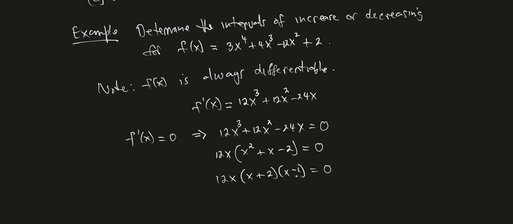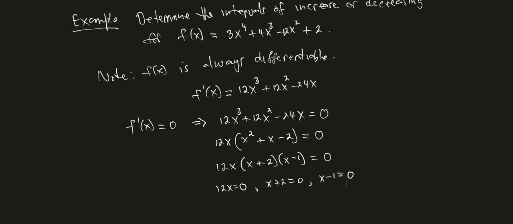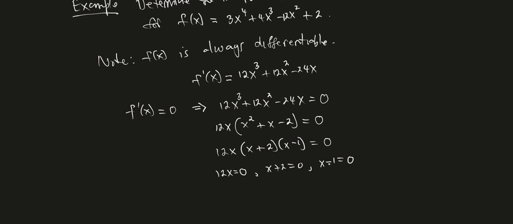So technically there are 4 factors, but the 12 can never be 0 because it is a non-zero constant, right? Now, if we write it down, we would say, well, either 12x is equal to 0, or x plus 2 is equal to 0, or x minus 1 is equal to 0. And then this gives me 3 possible values of x. So x equals 0, x equals negative 2, x equals 1, right? So these are the points at which the derivative is equal to 0.